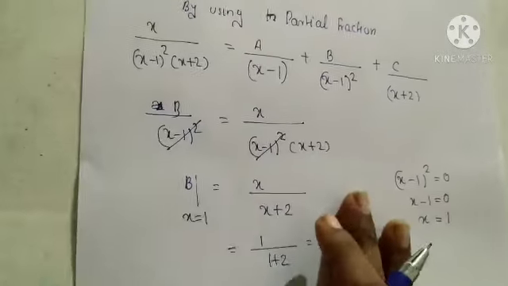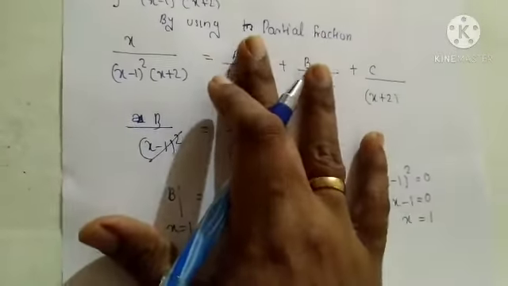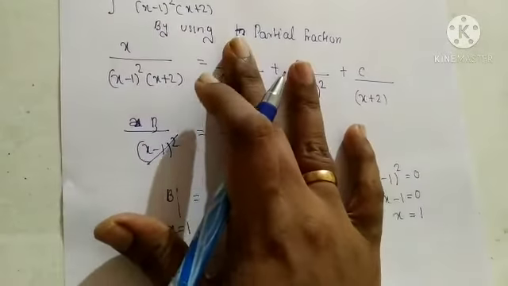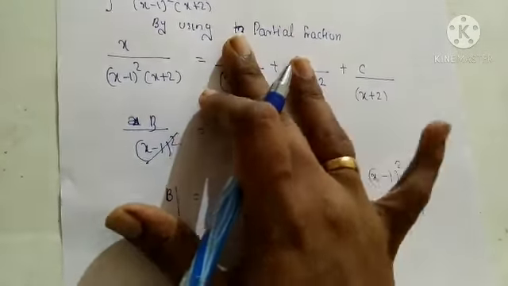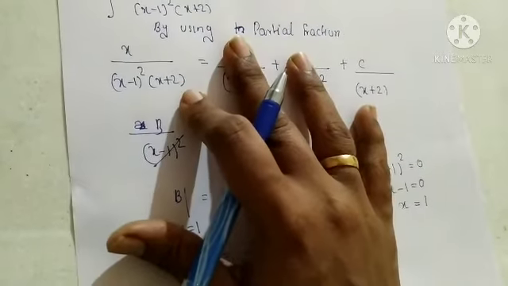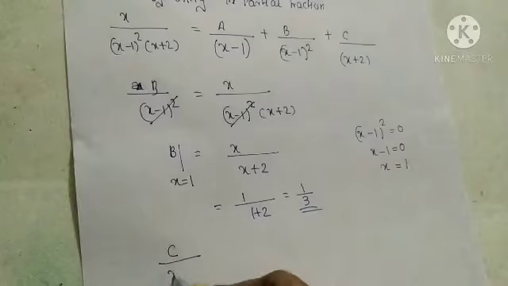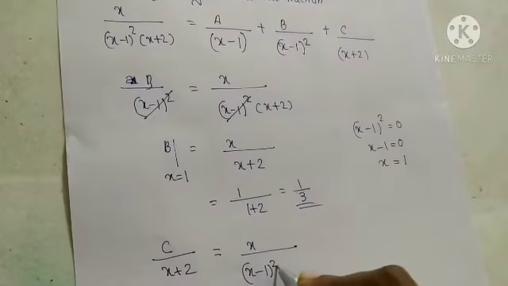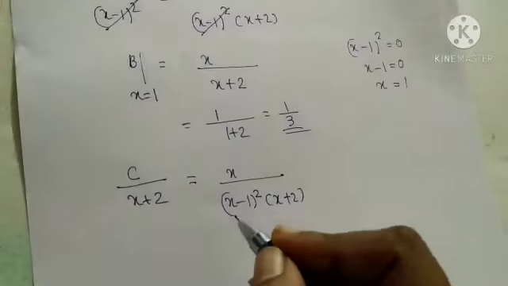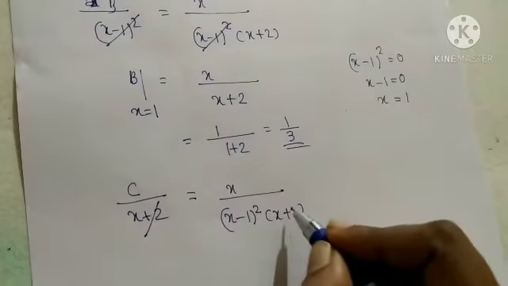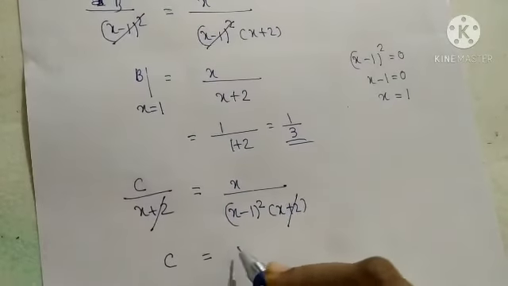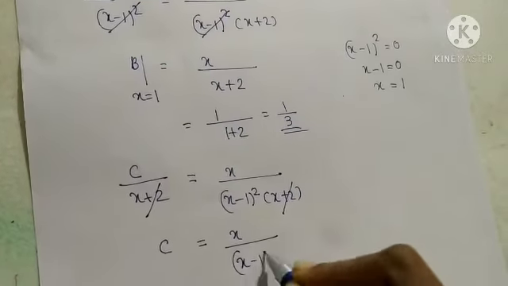Okay. In the same manner, we need to find out the value of the constant c. So just removing these two terms, I am going to write c divided by x plus 2 equal to x divided by (x minus 1) whole square into (x plus 2). From this, the x plus 2 term is common, so they cancel each other, and here we get c equal to x divided by (x minus 1) whole square.